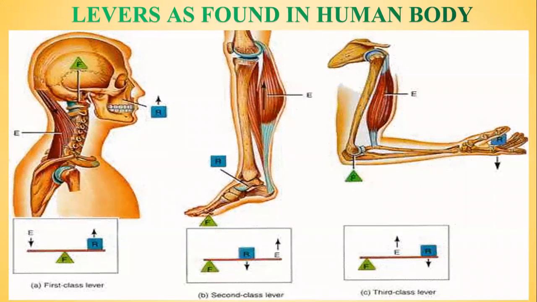Class 2 lever. In class 2 lever, we raise the weight of our body on the toes. The weight of the body is raised on the toes. Where is the fulcrum? The fulcrum is at the toes at one end. The load, that is the weight of the body, is in the middle, and the effort E is provided by the muscles at the other end. Thus, this is an example of class 2 lever.